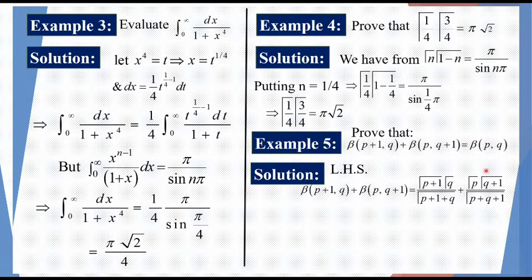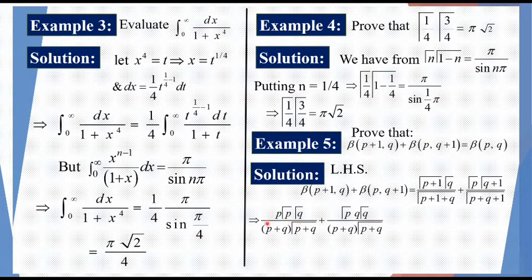Now applying the property gamma n plus 1 equals n gamma n, we can rewrite gamma p plus 1 as p gamma p, and similarly gamma p plus q plus 1 can be written as p plus q gamma p plus q. And gamma q plus 1 can be written as q gamma q, and this is also p plus q gamma p plus q.